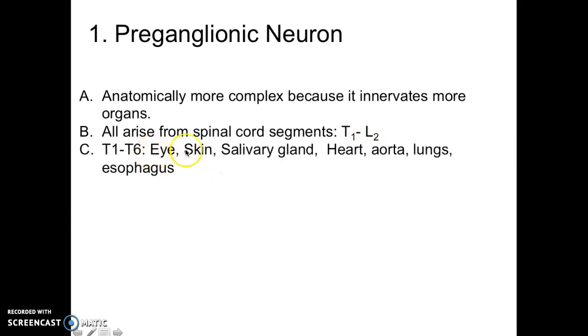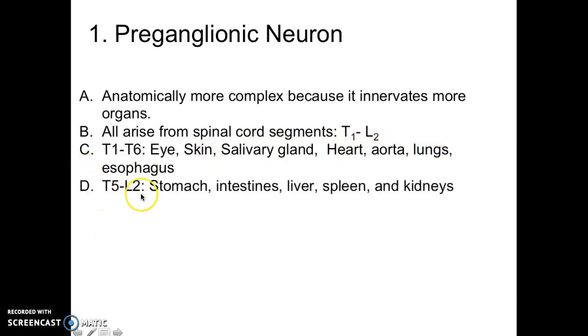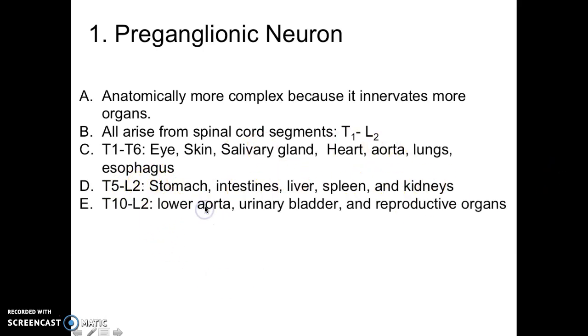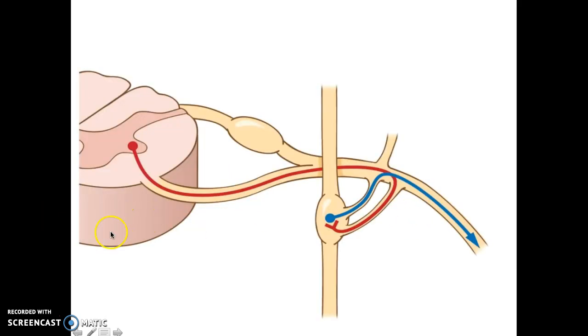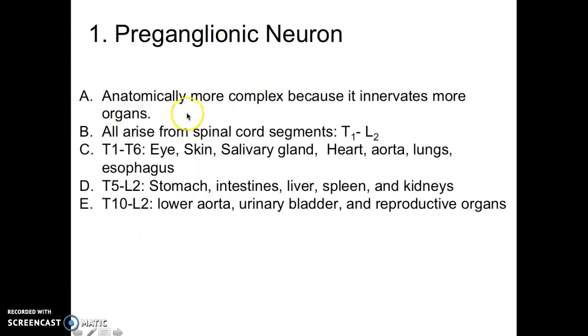T1 through T6, that would activate your eyes, skin, salivary glands, heart, aorta, lungs, and esophagus. T5 through L2, those are coming from, but they will eventually get to your stomach, intestines, liver, spleen, and kidneys. And T10 through L2 is your lower aorta, your urinary bladder, and reproductive organs. So remember, your preganglionic neuron is starting at these places from T1 all the way to L2.